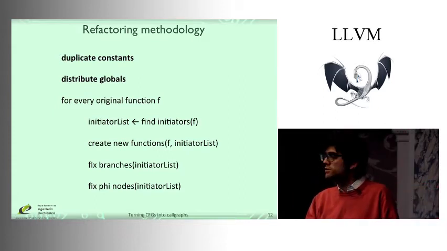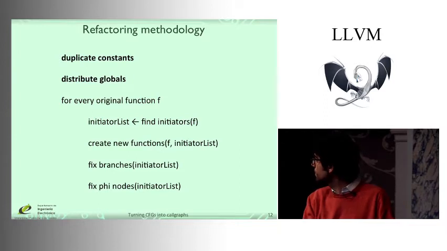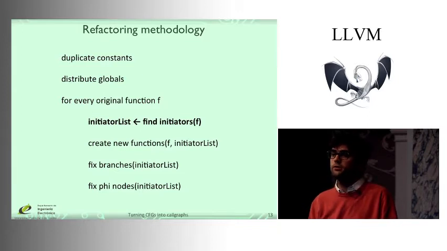First of all, we have to duplicate the constants in all the modules where they are used. Then we distribute the globals, meaning that we can use globals in several sections of the code. Right now, after partitioning, it's not guaranteed that these uses of the globals are going to be in the same module. So we have to decide where to put them, how to communicate them, and so on. And then for each original function, we have to split it up into the functions I told you before.